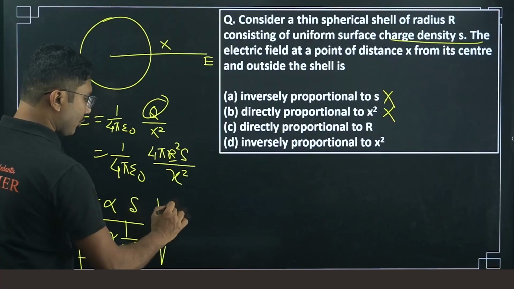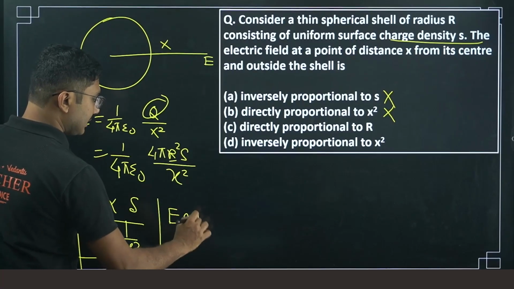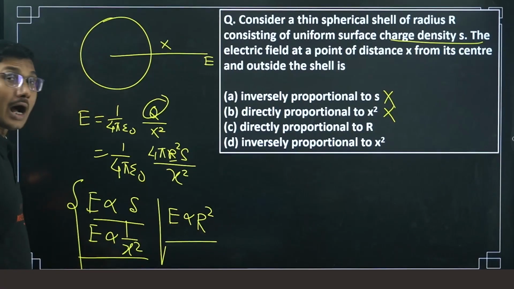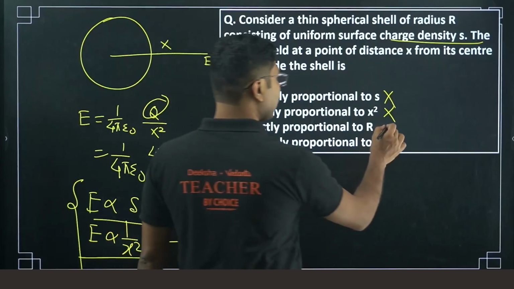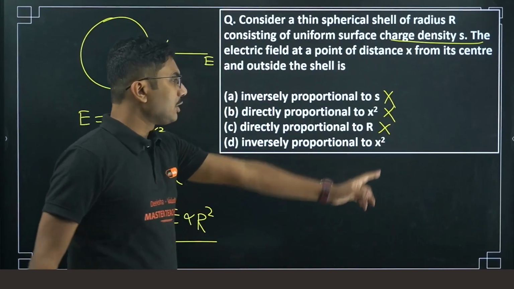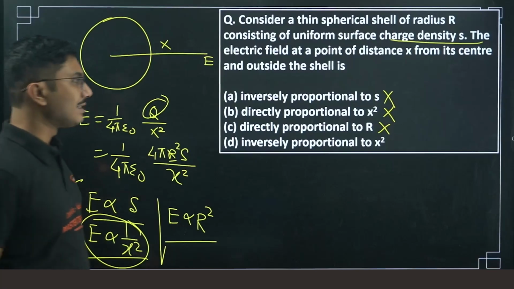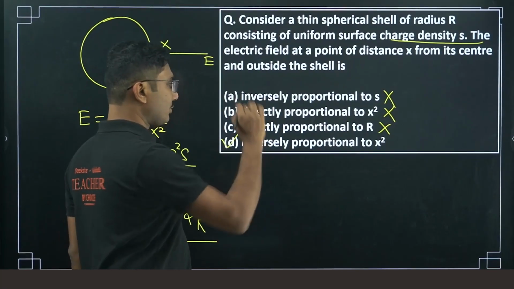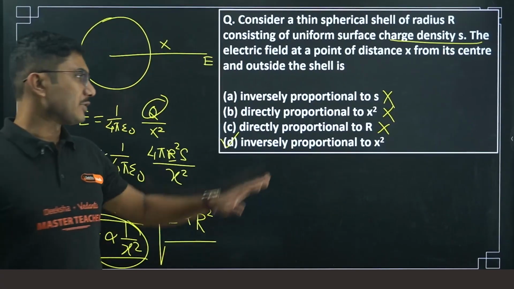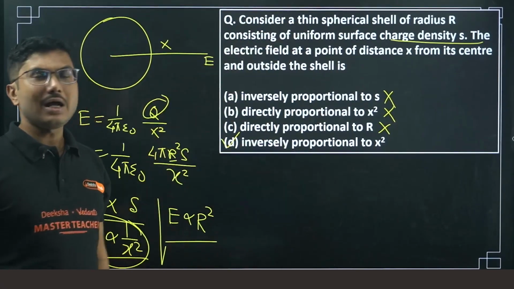If you consider the proportionality with radius, you will see it is directly proportional to R square. So this is also incorrect. Okay, inversely proportional to x square. Is it inversely proportional to x square? Yes, it is inversely proportional to x square. So this is the correct statement. Remaining 3 are incorrect.